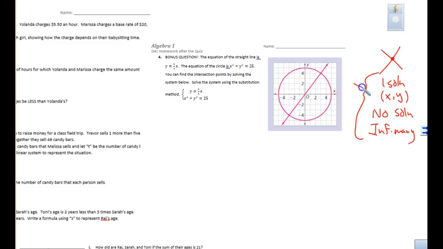So tomorrow's quiz, you're either going to leave the answer as x, y. You're going to tell me it's no solution or infinitely many when you do all the ones tomorrow, okay? You got to use the method they say to solve. This question tells you to use substitution to get the bonus points, and they give you your 2 equations. How many answers? So it says the equation for the circle is this.